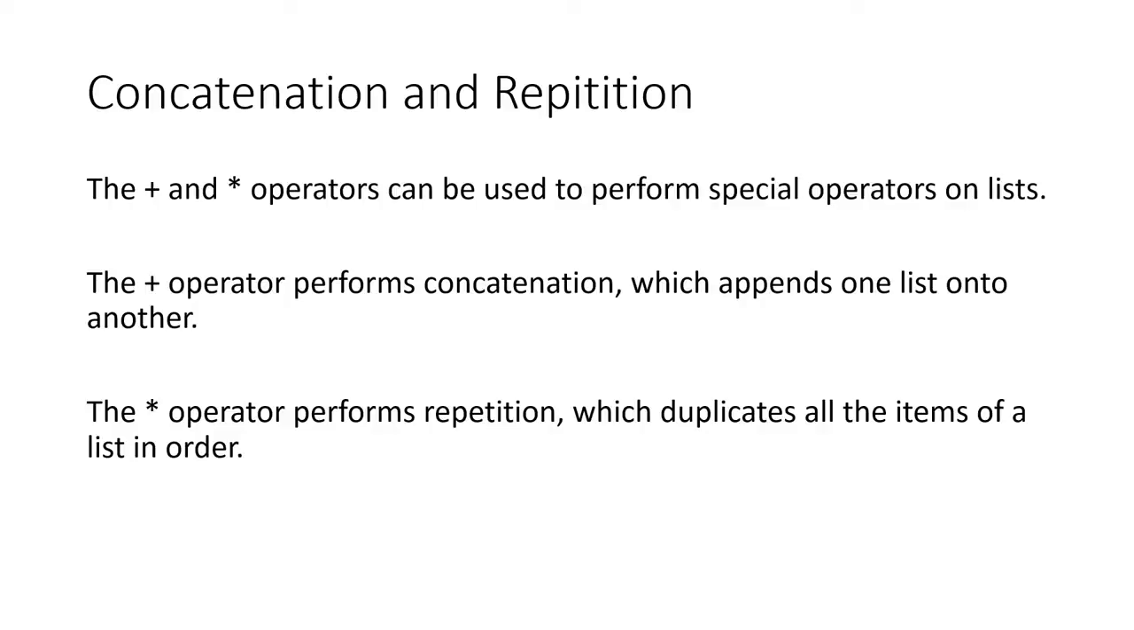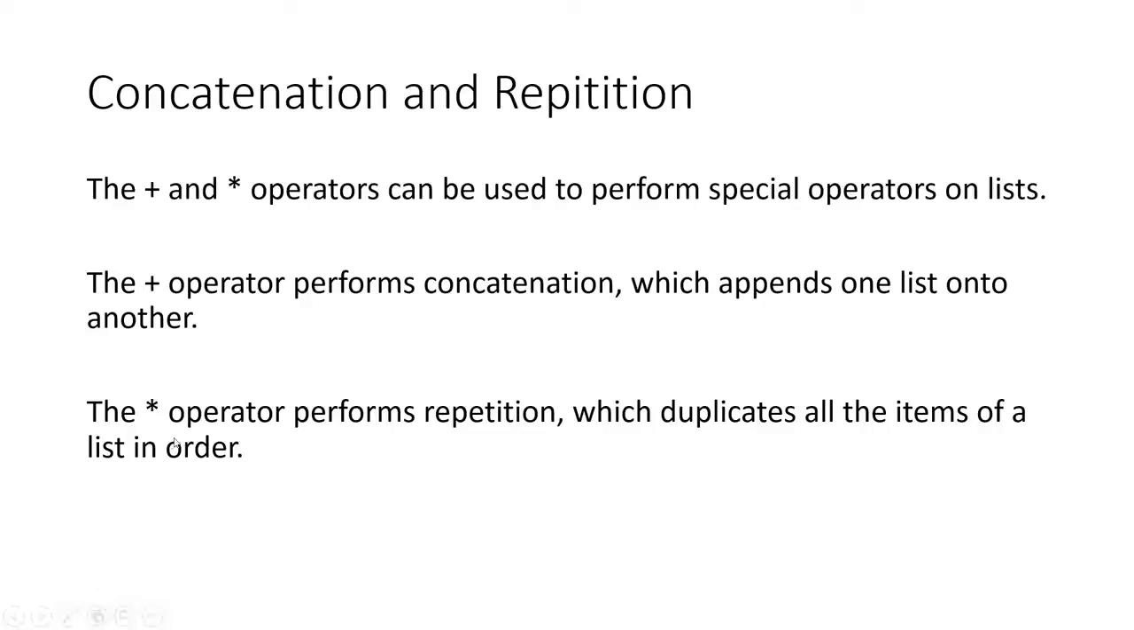There are two other special operators for lists, and those are the concatenation and repetition operators. The concatenation operator is the plus symbol, and it works the same as it does with strings. The concatenation operator requires two lists. It takes one list on the left-hand side and one list on the right-hand side and simply appends them together. So you'll get all of the elements in the left-hand list followed by all the elements in the right-hand list, all as part of one new larger list.